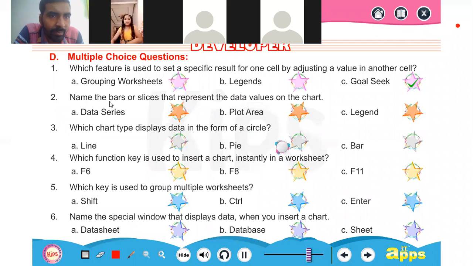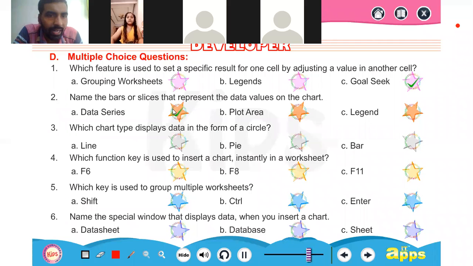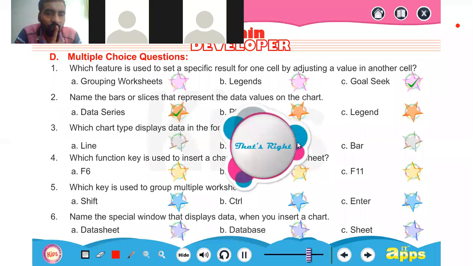Second, name the bars or slices that represent the data values on the chart. It is data series. Data series. Which chart type displays data in the form of a circle? It is pie chart. Pie chart.